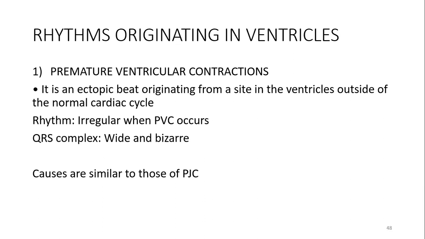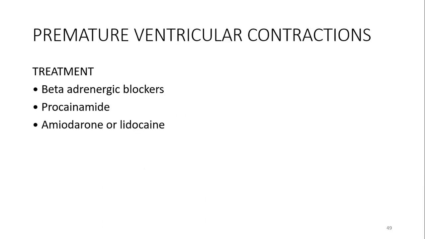So the rhythm is irregular when the premature ventricular contraction occurs. The QRS complex may be wide and bizarre. The causes are similar to those of the PJC, that's the COLLAPSE acronym. For premature ventricular contractions, treatment may be with the use of beta blockers, procainamide, amiodarone, or lidocaine.